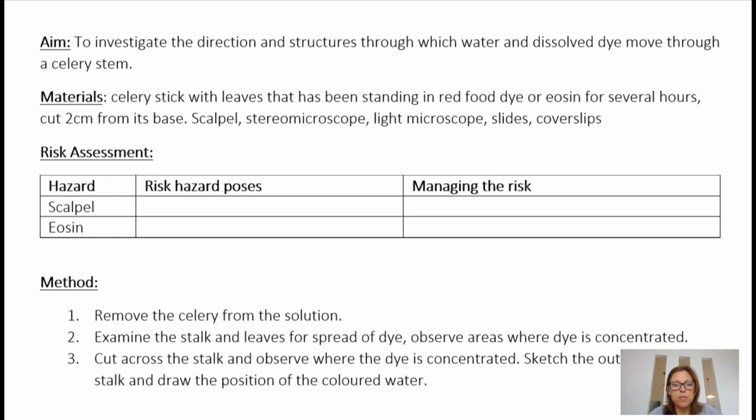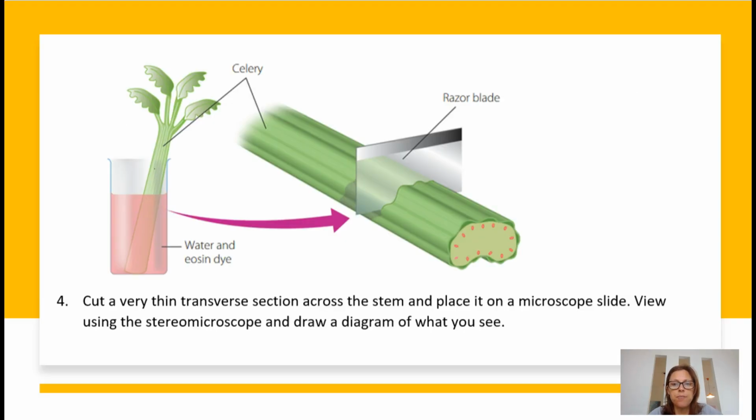So remove the celery from the solution. We're going to have a look at the spread of the dye. Where's it gone? Then we're going to do a transect. A transect is going across the stalk and having a look at where that dye is located. If we have a look at this picture here, you'll notice that it sits in this solution for a bit and water has moved through, and you'll notice that the red will be around the outside. You can do this at home if you have a celery stalk with some leaves on the end, but you can even give it a go with just a flower cut from your garden.